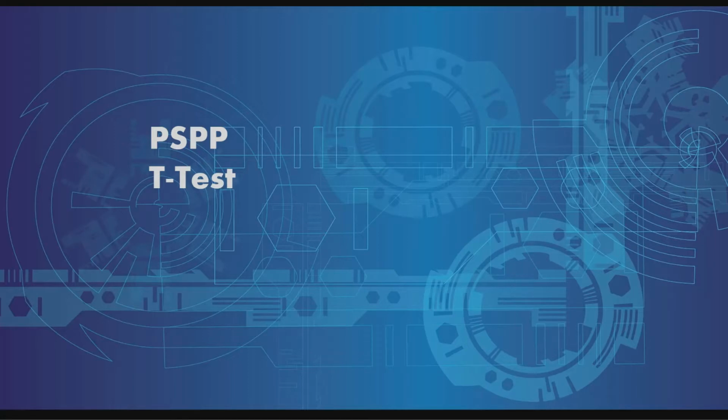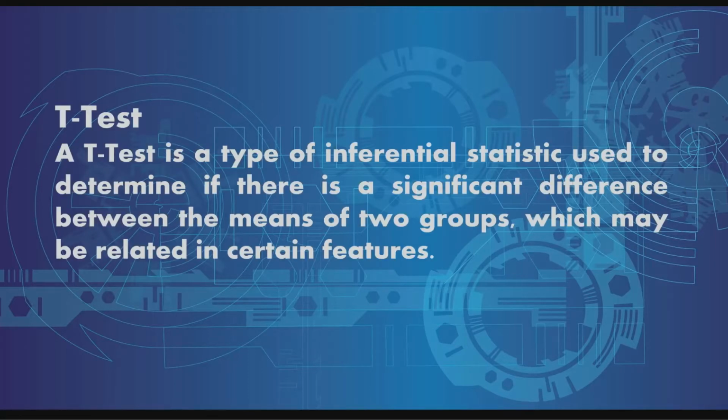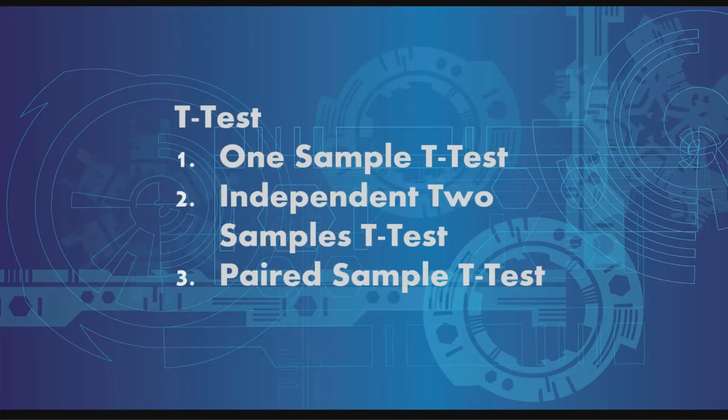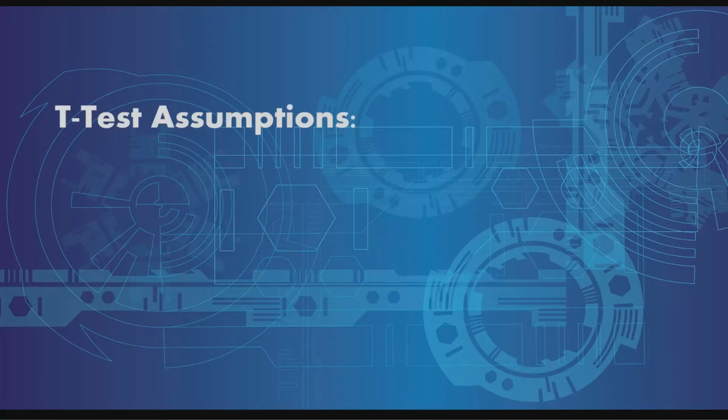In this short video clip, we are going to run t-test. T-test is a type of inferential statistic used to determine if there is a significant difference between the means of two different groups, which may be related in certain features. There are three different types of t-test: one sample t-test, independent two samples t-test, and also paired sample t-test.